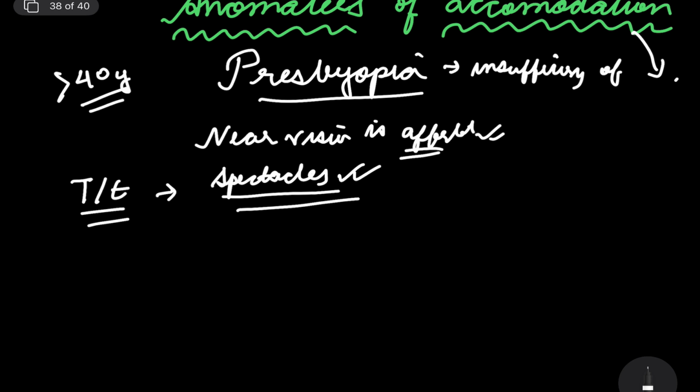As simple as that. So basically, what do we need? We need a converging lens. And what is the converging lens? A convex lens. Convex lens means plus power.